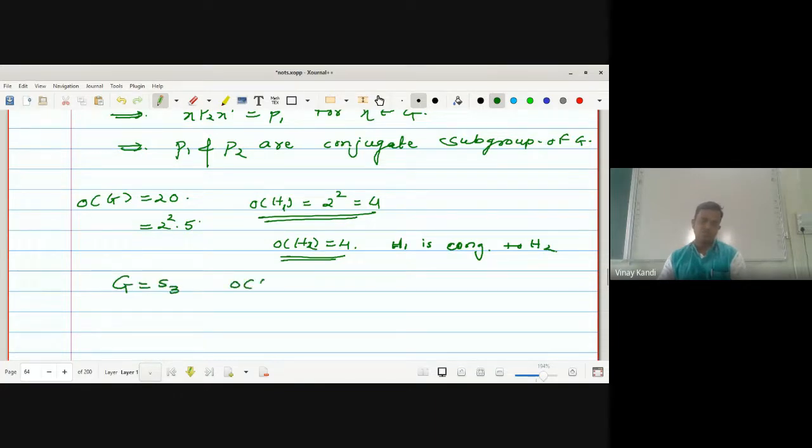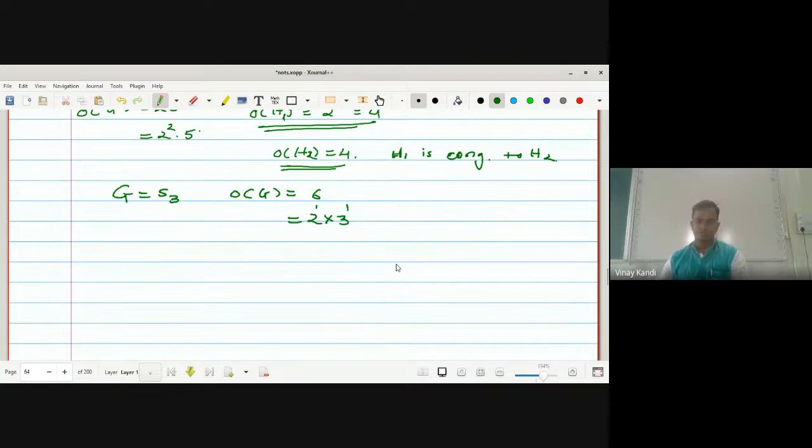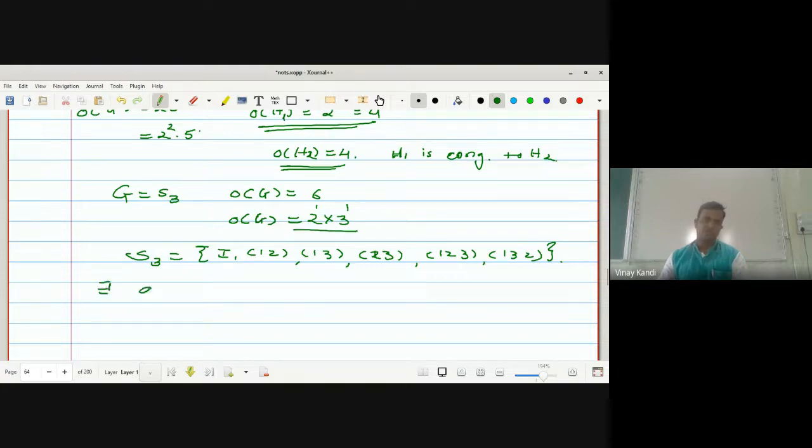For example, if G is equal to suppose S3, what is the order of G? 6, which is equal to 2 into 3. Is it correct? S3 is what? I, (1 2), (1 3), (2 3), (1 2 3) and (1 3 2). Is it correct? Order of G is equal to 2 into 3. So there exists a Sylow 2 subgroup of order 2.